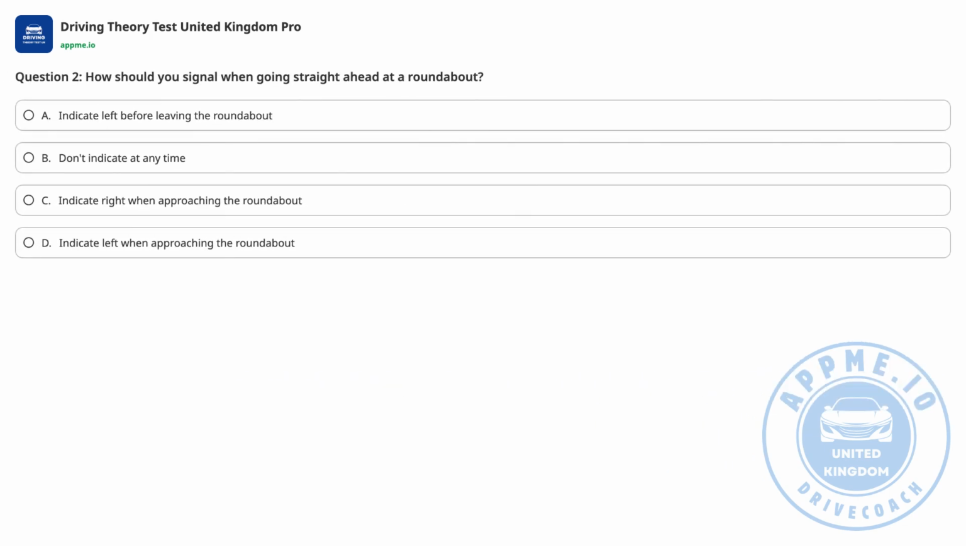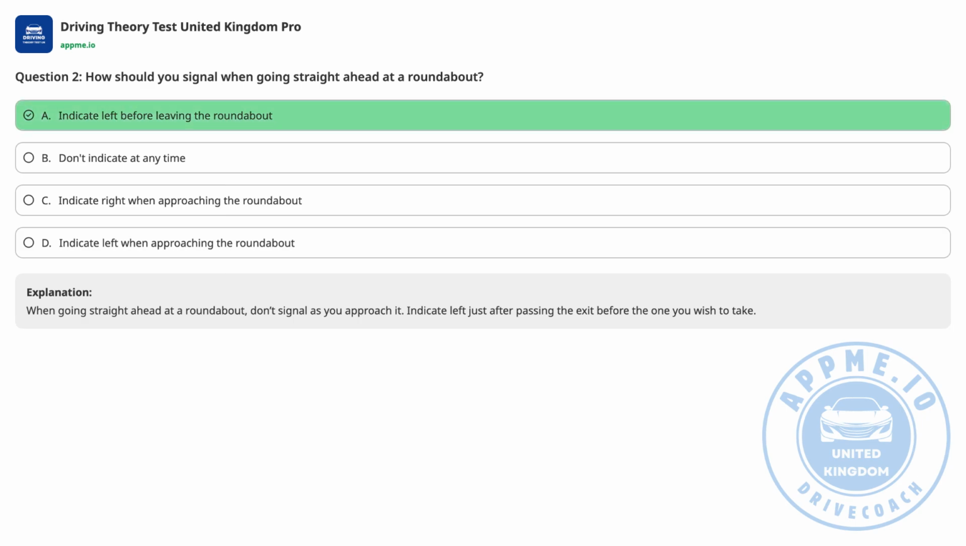Question 2. How should you signal when going straight ahead at a roundabout? A. Indicate left before leaving the roundabout. B. Don't indicate at any time. C. Indicate right when approaching the roundabout. D. Indicate left when approaching the roundabout. The correct answer is A.